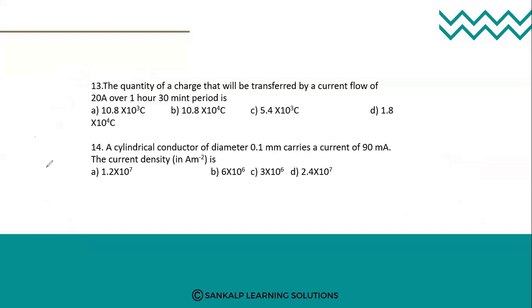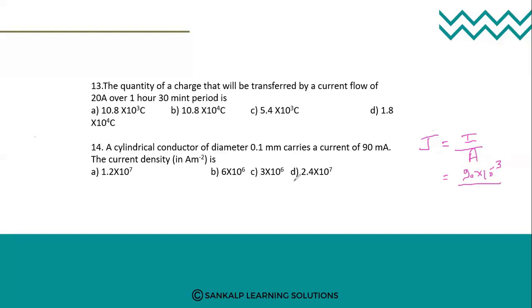Okay, so in the 14th, they are asking you to calculate the current density. The current density is denoted by the letter J. The current density is given by current per unit area. So current is given, it is 90 milliampere. It is 90 into 10 raised to minus 3. But area is not given, but they are saying cylindrical conductor.